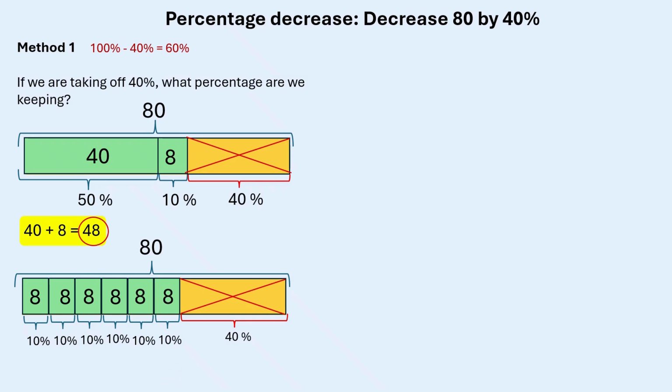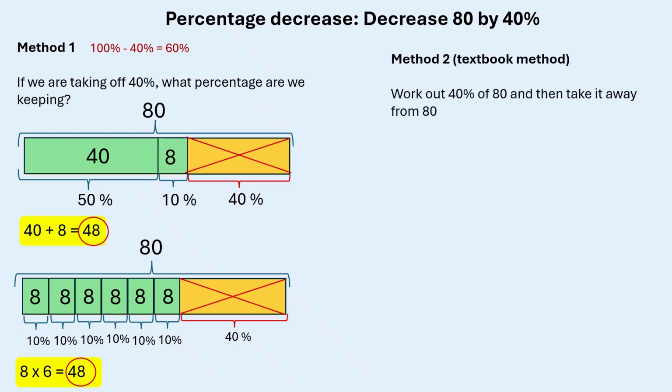So that makes up 60%, just in a different way. And again, if I do those 6 lots of 8, that's going to give me 48. So same answer. So this is one method. Let's look at another method, which is more of a sort of textbook method, what we're taught in school, which is to work out 40% of 80 and then take it away from 80, from 100%.